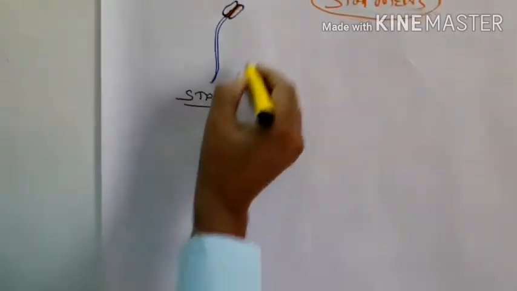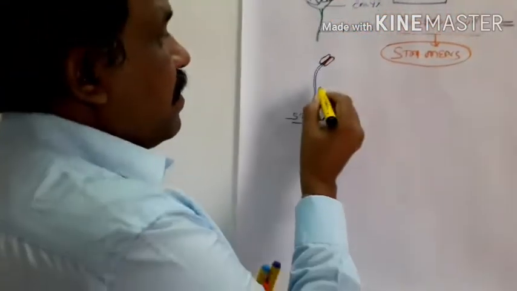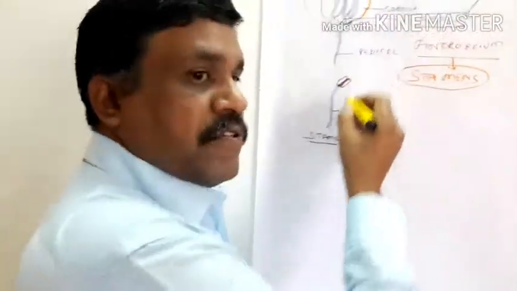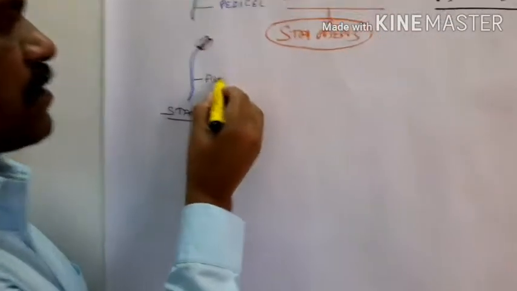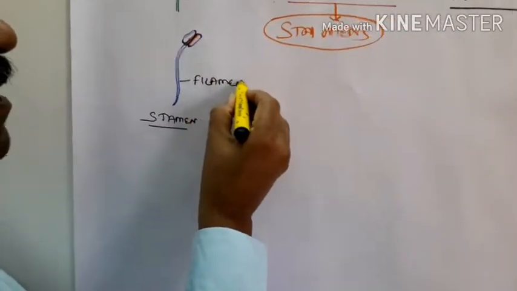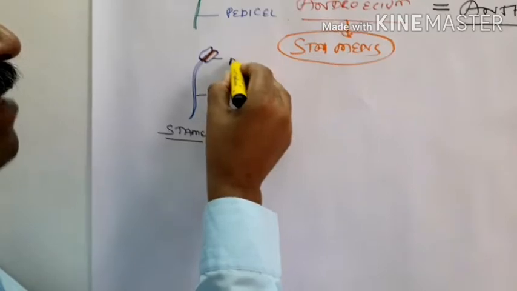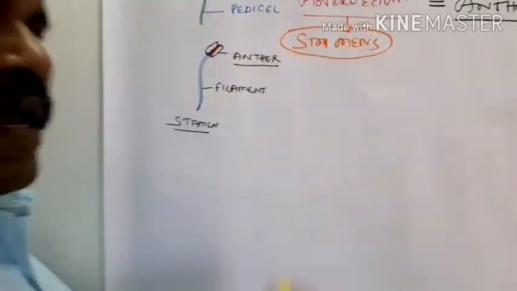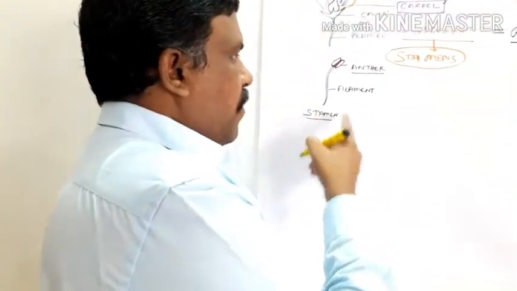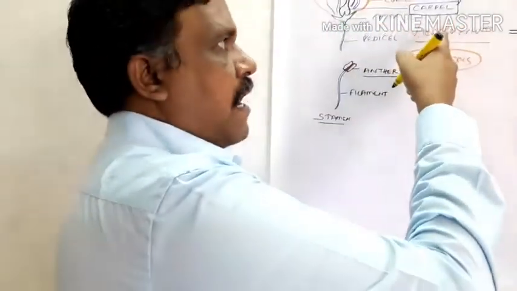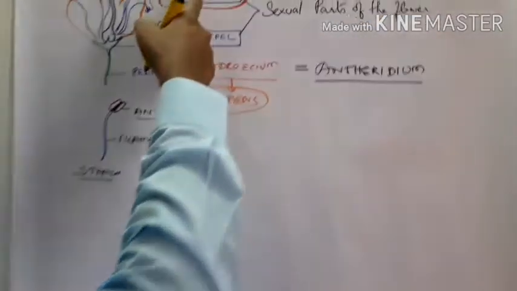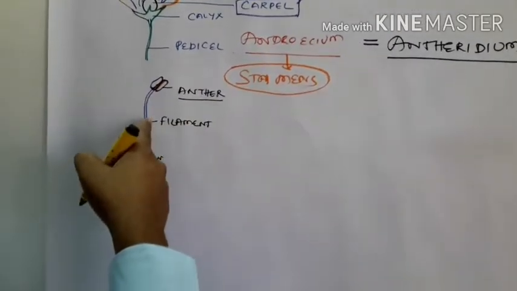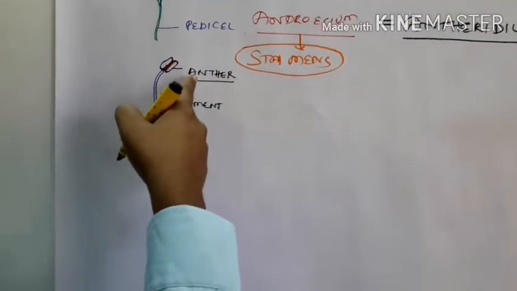Okay, children. Now, what are the parts of the stamen? A long stalk-like structure. So this is the stamen here, and this has two parts. That is called the filament, the stalk-like structure, and this is called the anther. So a group of stamens form the androecium. An androecium corresponds to the male reproductive part of the flower, and the stamen consists of two parts. One is a stalk-like structure called the filament, the other part is the anther.